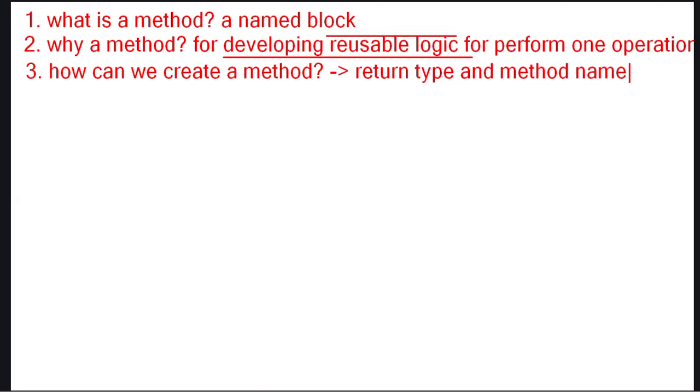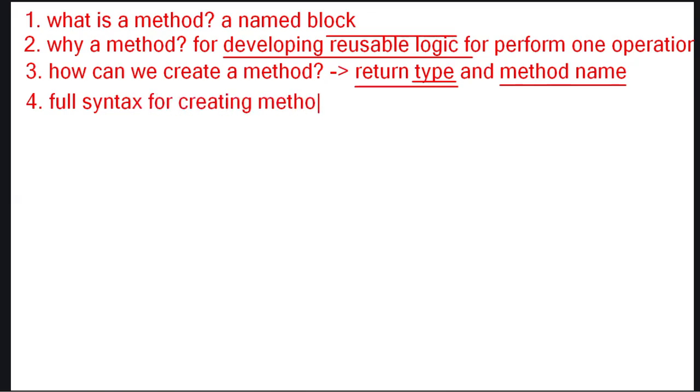So how can I create a variable? Data type, variable name. If you want to create a method also, I require a data type. But in Java, from the method point of view, you don't call it a data type. We call it return type. Return type and method name. Tell me fourth point. What is the full syntax for creating a method?